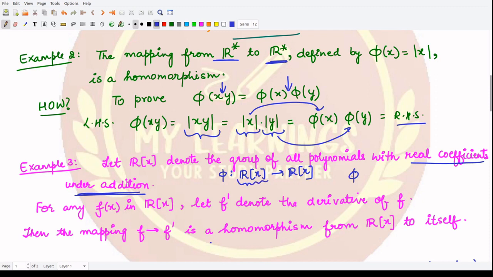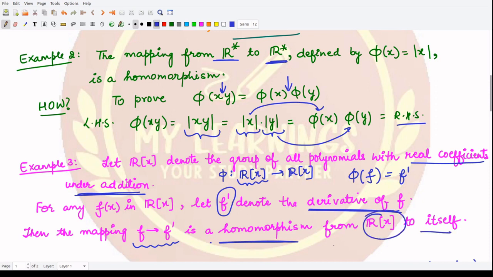Here we have a polynomial, let's take it to be f. This would give you the derivative of this polynomial, f bar, or some people call it f dash, some people call it f prime. Both are correct. And here this denotes the derivative of f. So that means this mapping f to f dash is a homomorphism from this group Rx to itself.